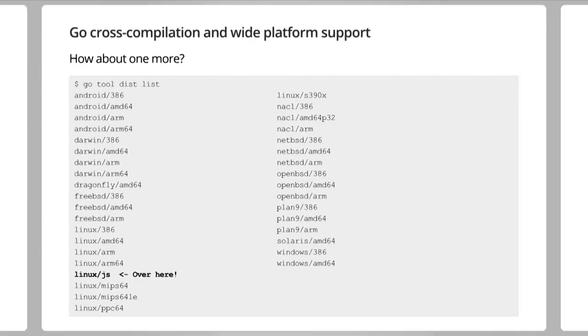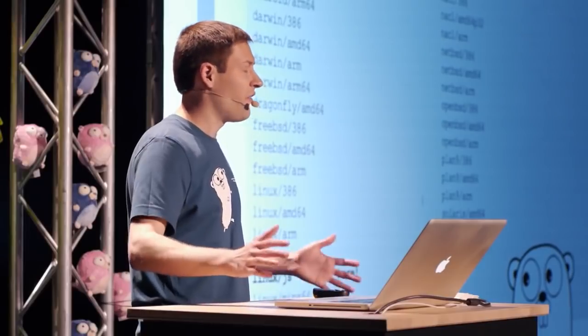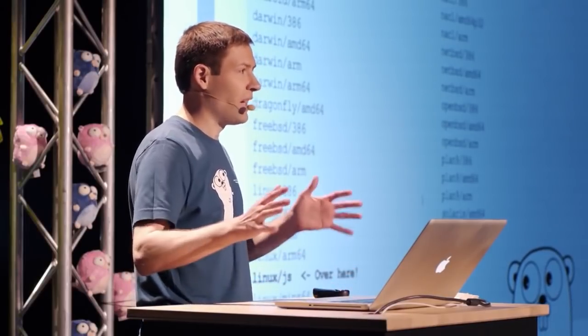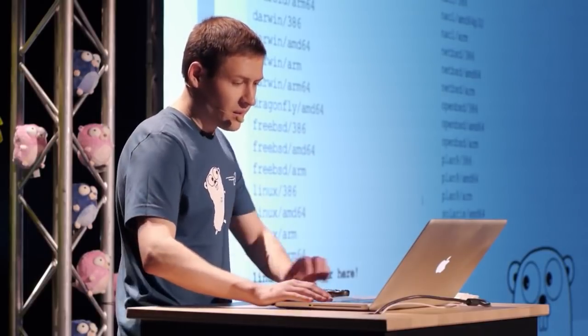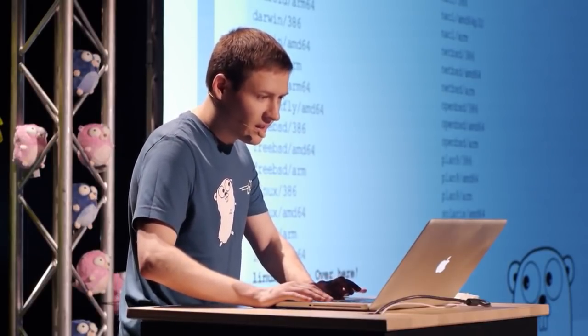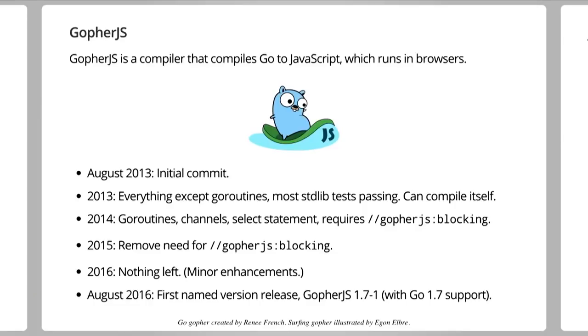So what about one extra one? This curious gopher really wants to jump in the browser. He's very eager. So what would it feel like to think of the browser effectively as an operating system that we want to target? Luckily, we can have a little bit of an answer to that. GopherJS is a compiler that takes Go code and compiles it to JavaScript, which then runs in the browser.